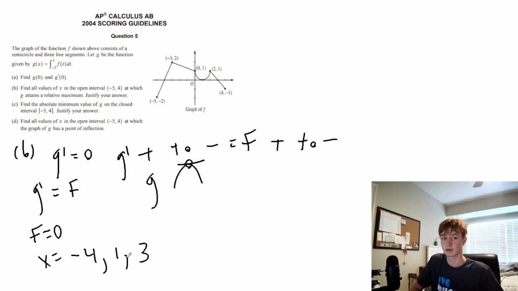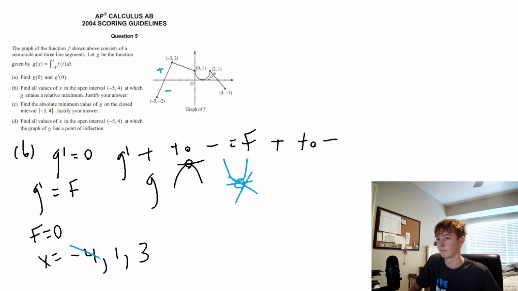So let's test each of our points. Let's start with -4. At -4, the graph of f changes from negative to positive. That means g prime changes from negative to positive, meaning g changes from decreasing to increasing. And that is a relative minimum, which is not what we're looking for. So we can cross out -4.